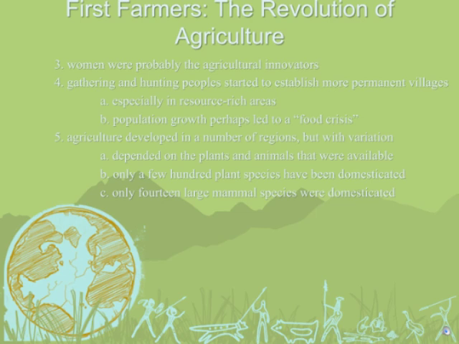Only a few hundred plant species have actually been domesticated when you start looking at the full spectrum of that. So if you're in any kind of science class, you've probably seen the extent of the species of plants that are out there. Only 14 large mammal species were domesticated. Again, some of them just not suitable for that based off of either just size, demeanor, or what they were actually even producing for you.